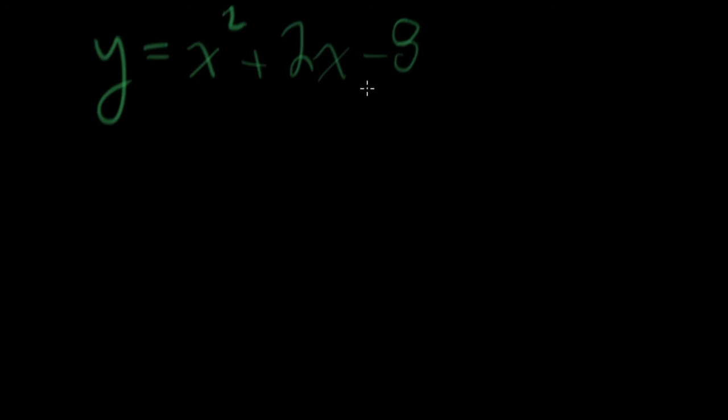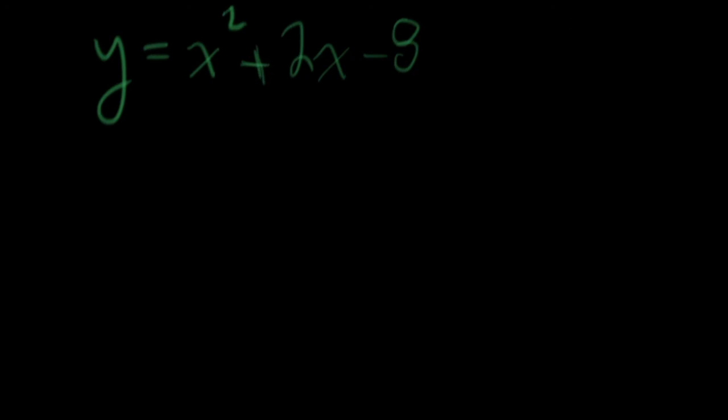So let's just say you had something that looked like this: x squared plus 2x minus 8. So you had something like that, and then you had to go and find what is the axis of symmetry, and also what's the vertex. So that's what we're talking about.